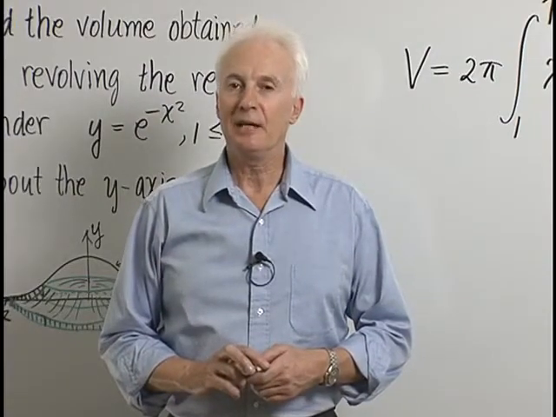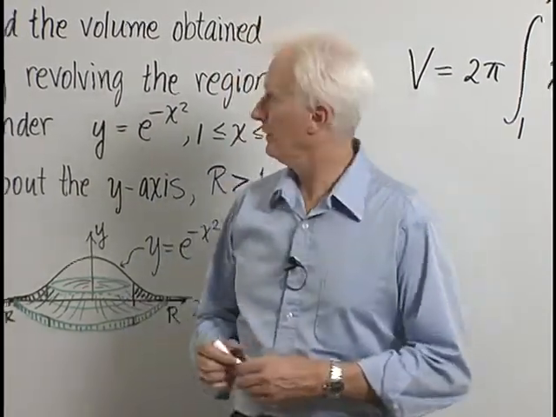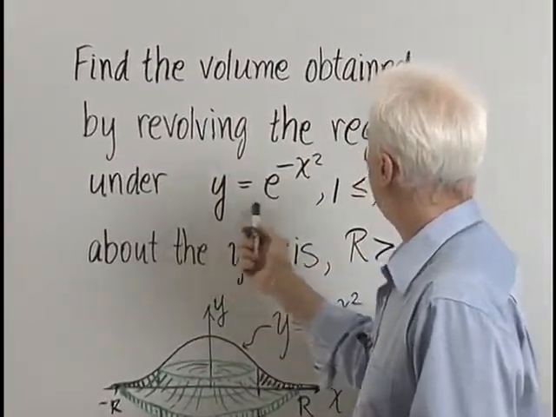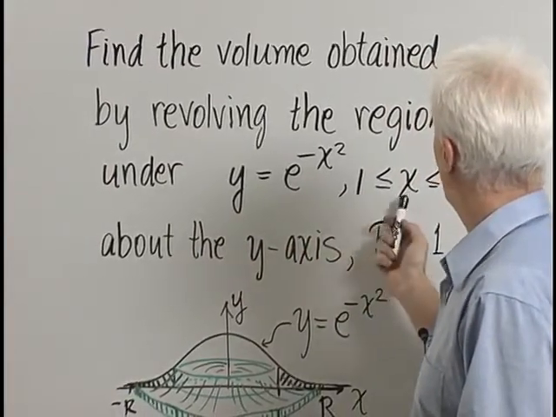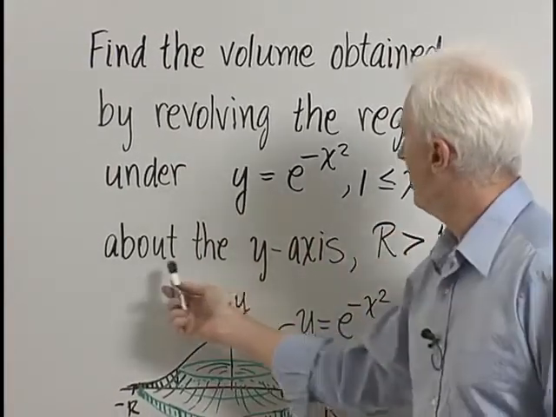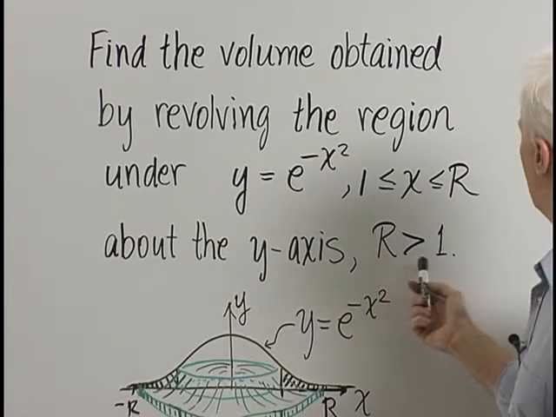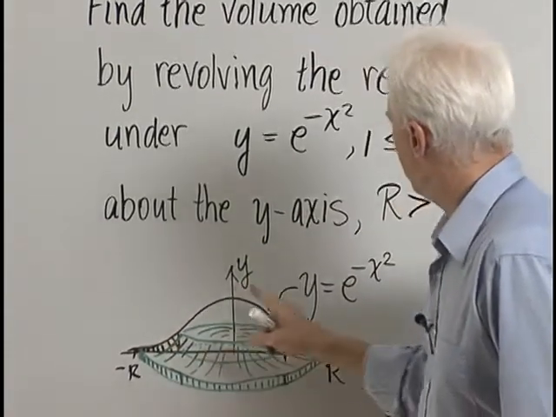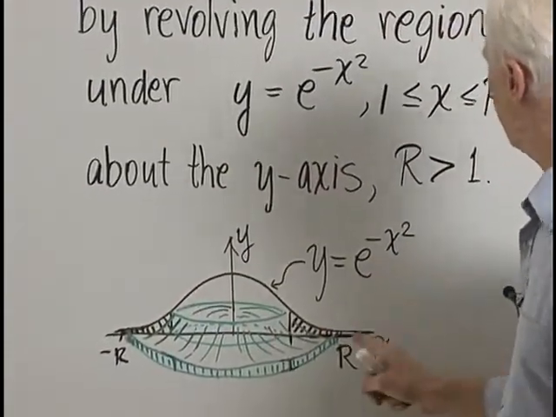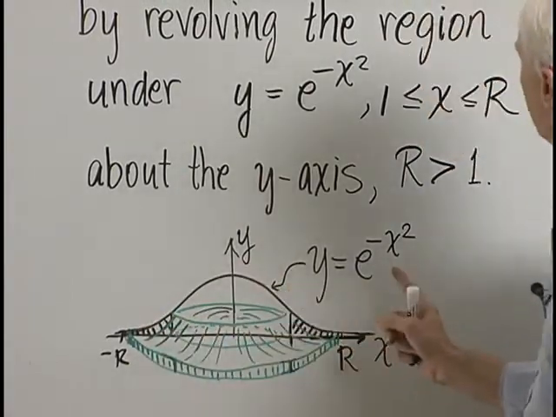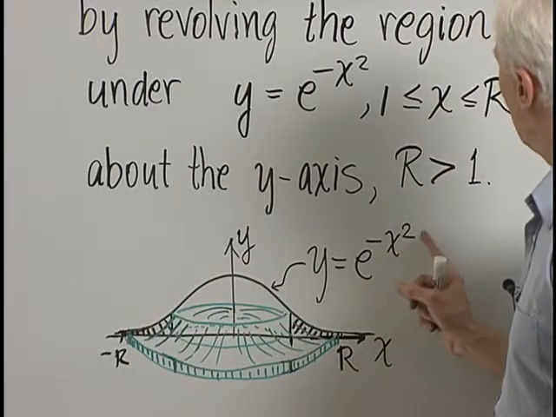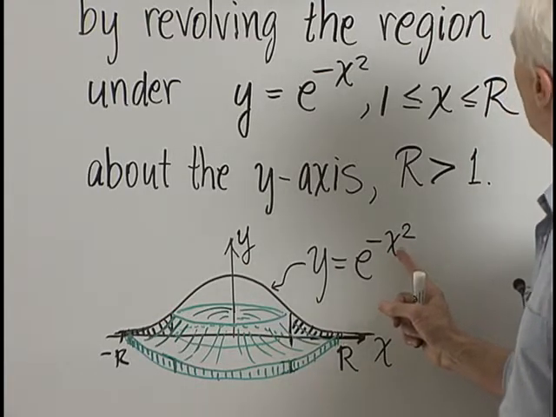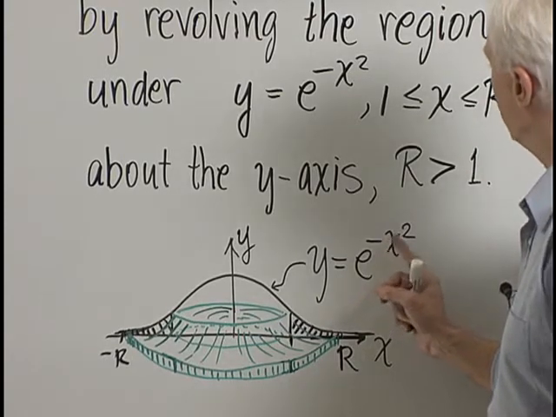Now let's look at an example involving a bell-shaped curve. Find the volume obtained by revolving the region under y equal e to the negative x squared for x between 1 and capital R about the y-axis, and here capital R is just a number bigger than 1. Well, I've shown the graph of y equal e to the negative x squared here, and you can see clearly that the exponent is always negative no matter what x is, and so consequently the maximum value is obtained when x equals 0. That's simply e to the 0 or 1.